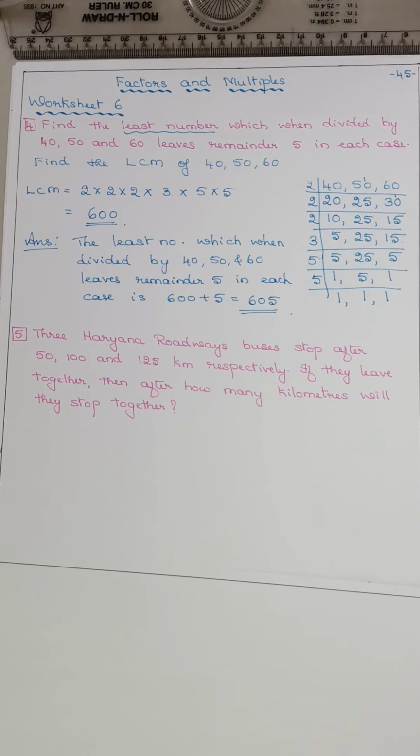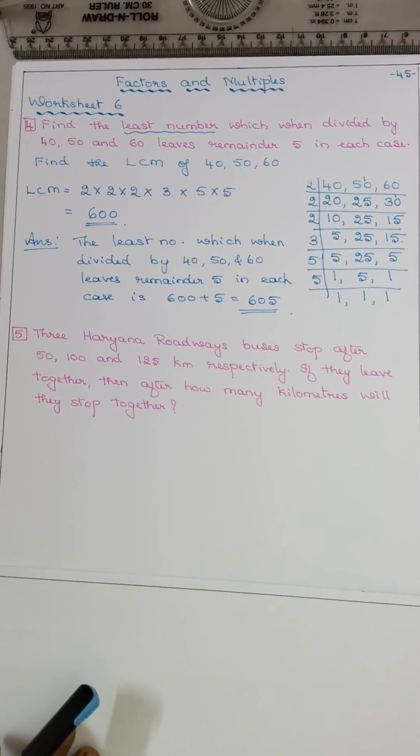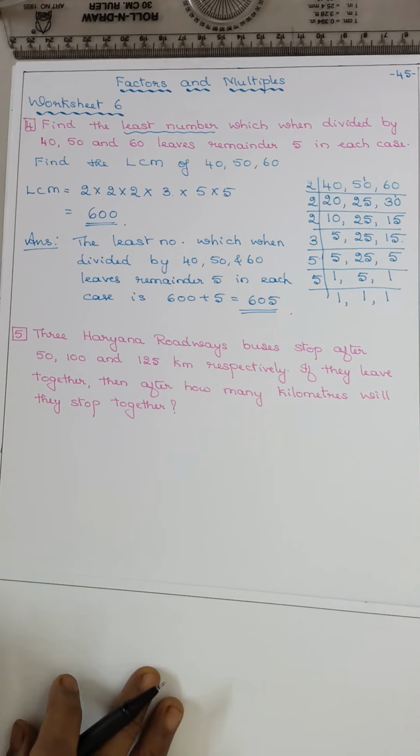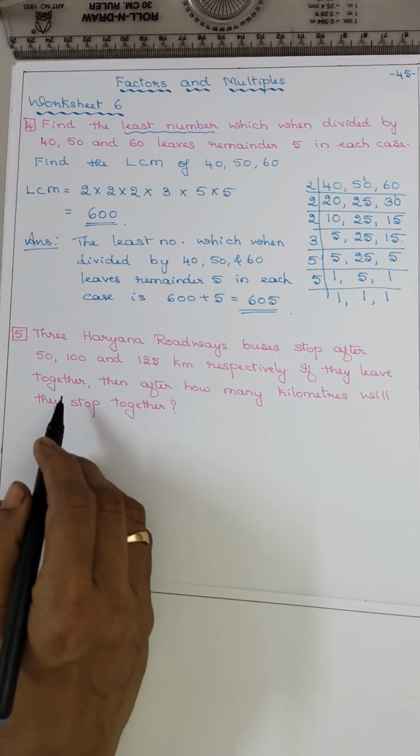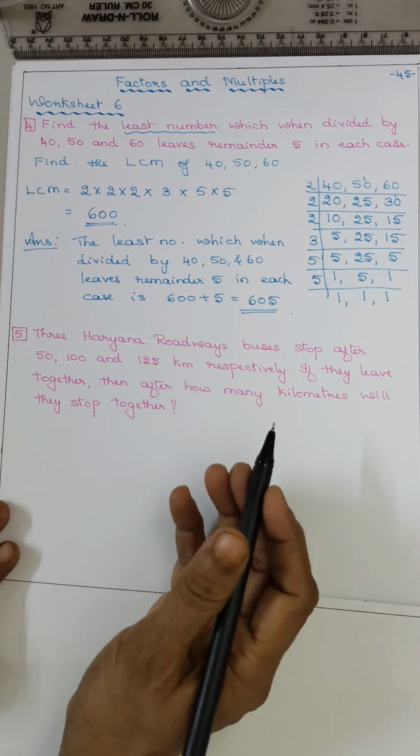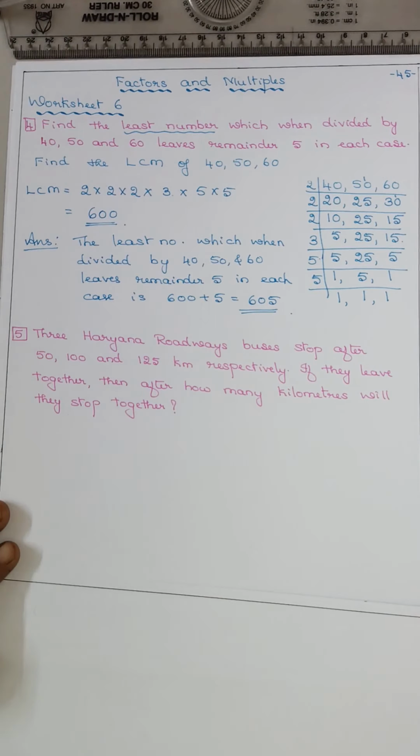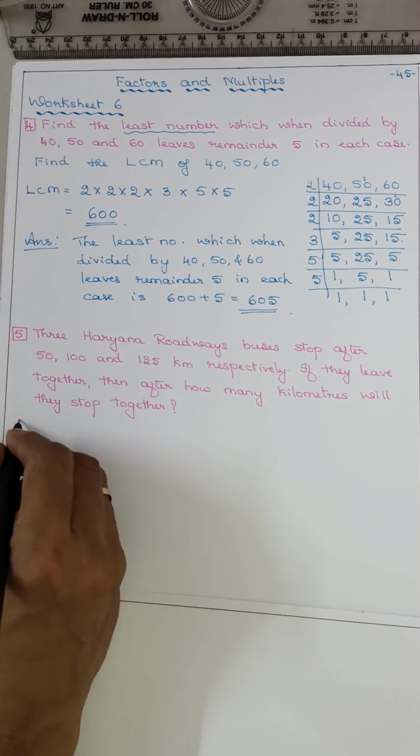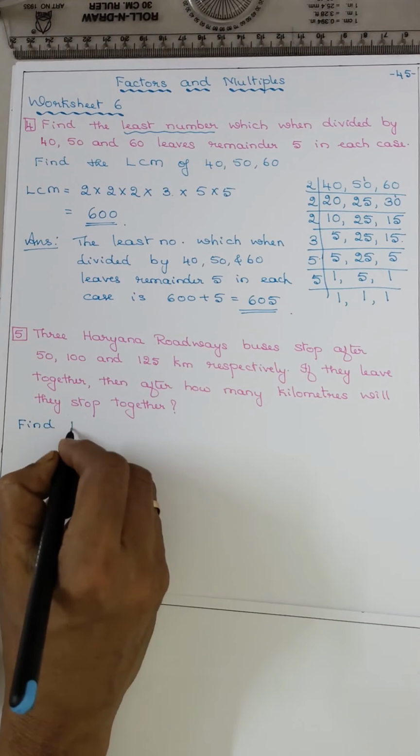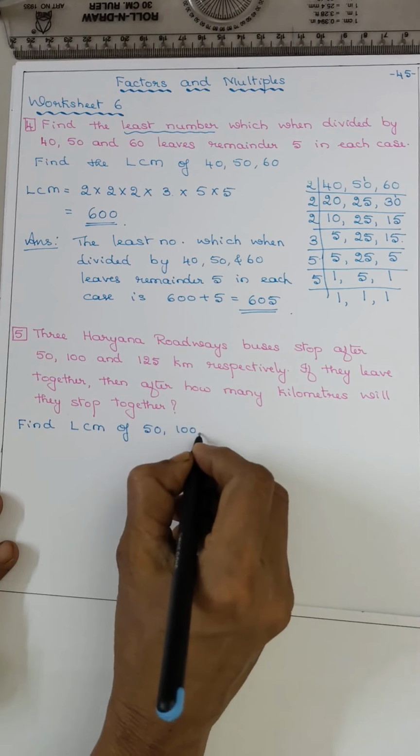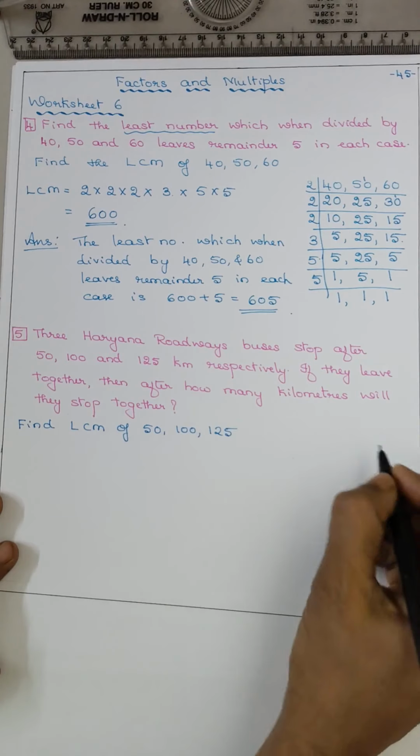Okay. Now coming to the fifth sum. 3 Haryana roadways buses stop after 50, 100 and 125 km respectively. If they leave together, then after how many kilometers will they stop together? So immediately next time when they will stop together, for that again we have to find LCM. Find LCM of 50, 100 and 125.